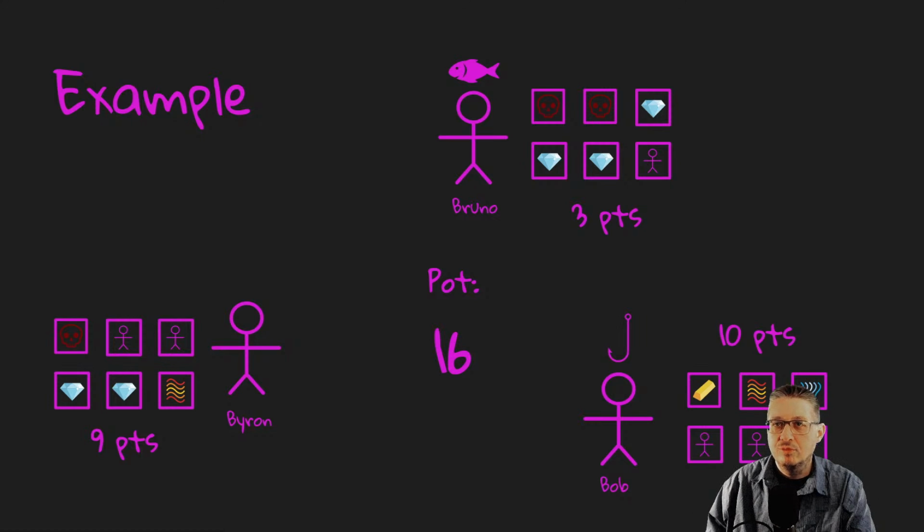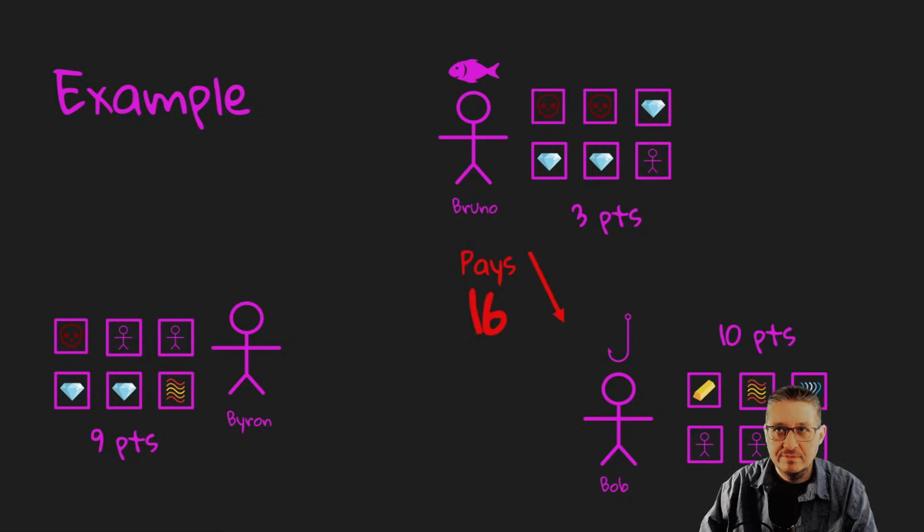At this point, Bruno decides to cut his losses and move on. He just pays the 16 out to Bob, and we're done. This situation repeats until somebody runs out of whatever it is we're using to keep track of what's going on. So far, so good.